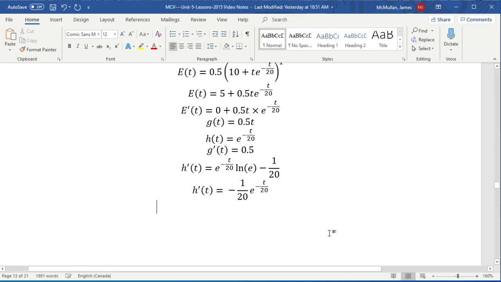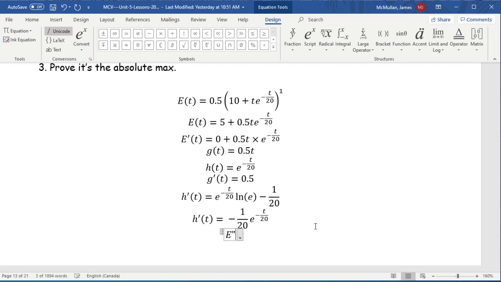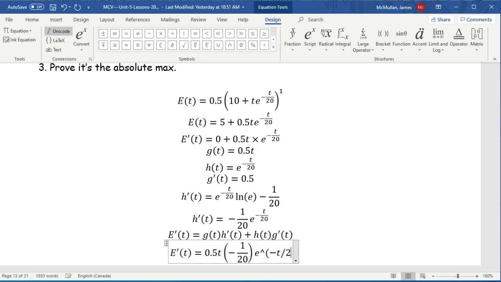So let's leave it like that. I think that's probably fine. Okay, now the derivative e prime at t. So we need g of t times h prime plus h of t times g prime, and e prime t is therefore equal to, okay, we start with g of t, 0.5t, then we do h prime, negative 1 over 20 e to the power of negative t over 20.